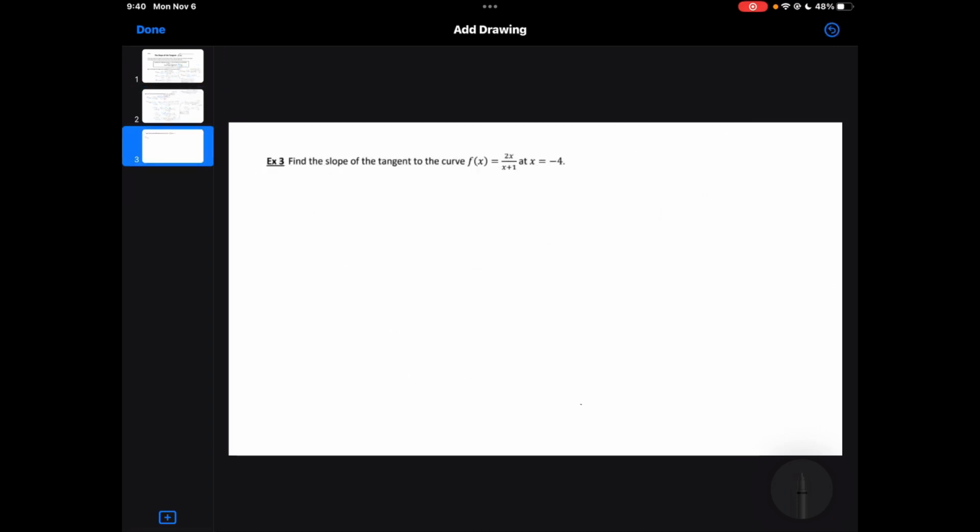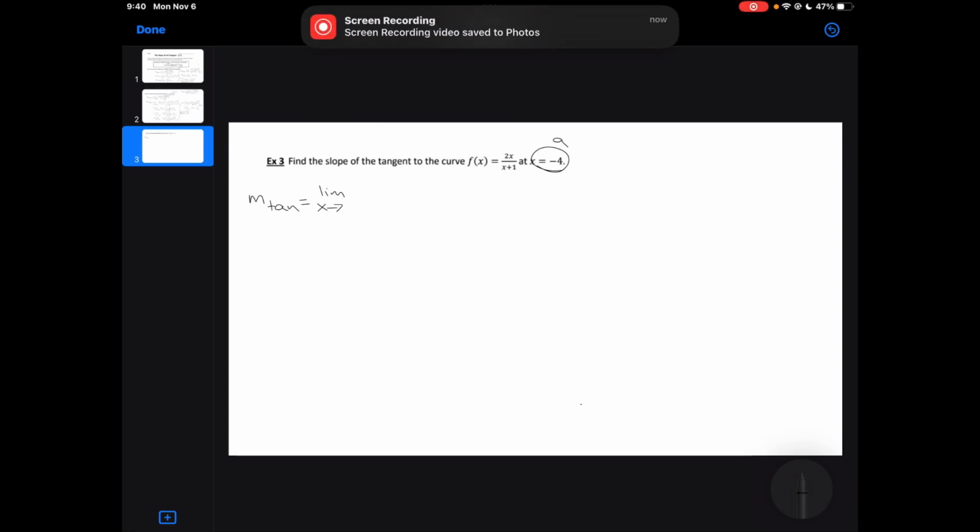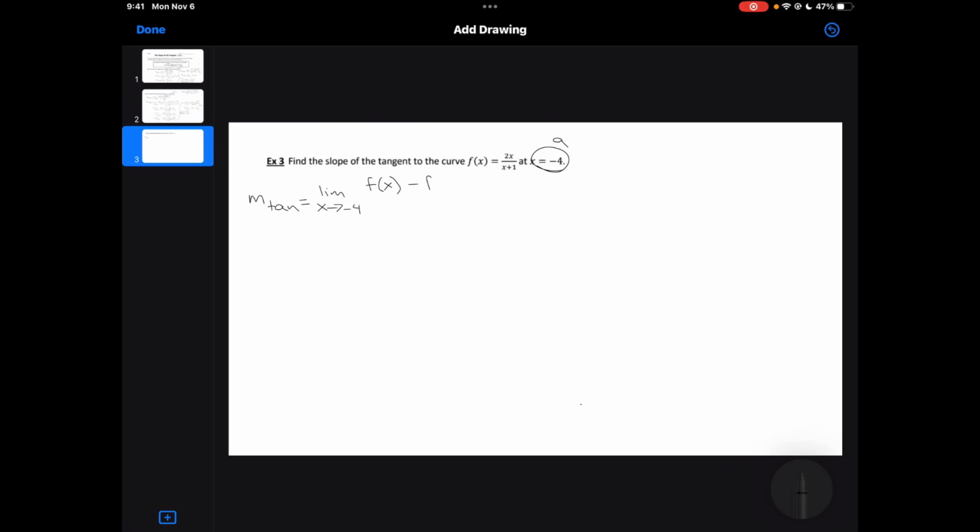For our third example, we're going to use our same formula. The slope of our tangent is going to be the limit as x approaches a, in this case minus 4, of f at x, just my function, take away my function evaluated at a, which in this case is minus 4, over x minus 4. So my a value is minus 4. The formula I'm using is from our first slide: the limit as x goes to a of f at x minus f at a over x minus a. I'll change that 4 to an a just so our notation all matches.